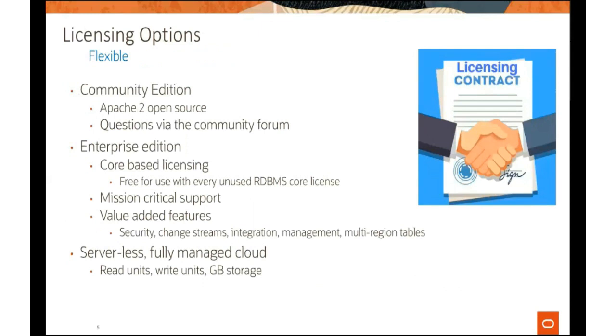So on the flexibility of licensing, as I said before, we have a number of different options. There's a community edition. It ships as Apache 2 open source. You can use it. You can redistribute it. You can do whatever you want. You just can't get mission critical support. If you do have questions, there's an active forum, and you can get your questions answered there.